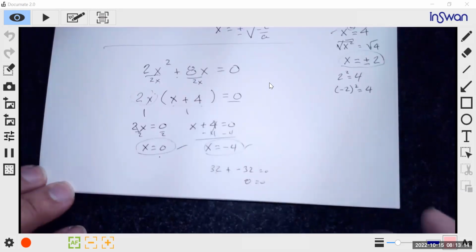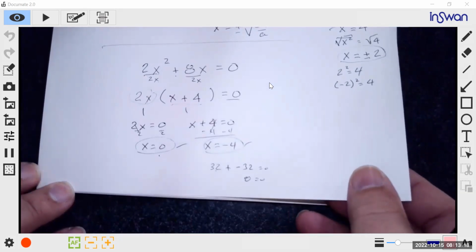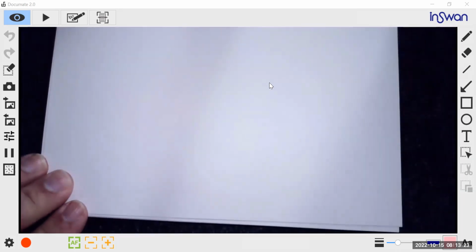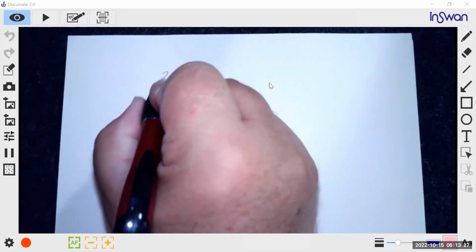So there's the first example of the first form. An example of the second form.